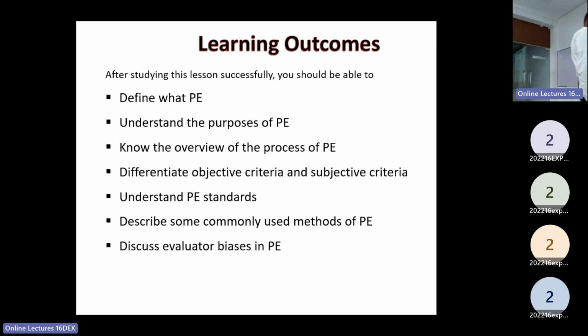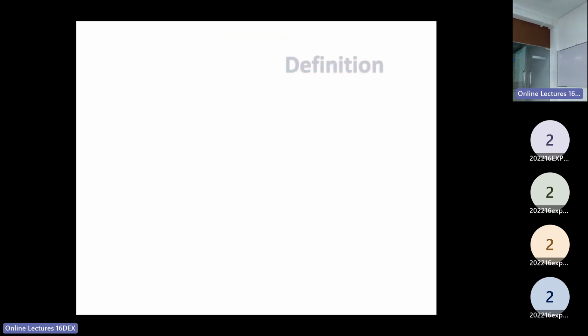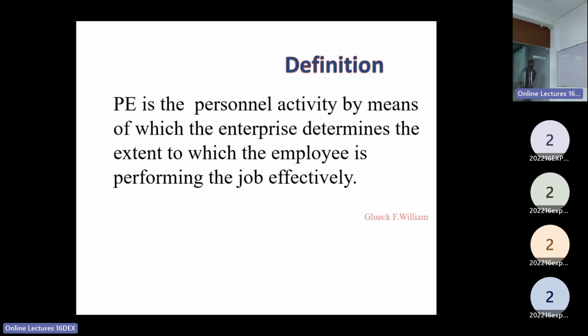It is not a personal activity, but a personnel activity, a human resource management activity by means of which the organization measures how well employees are doing their job. This is how we are going to define the term. Performance evaluation is the personnel activity by means of which the enterprise determines the extent to which an employee is performing the job.